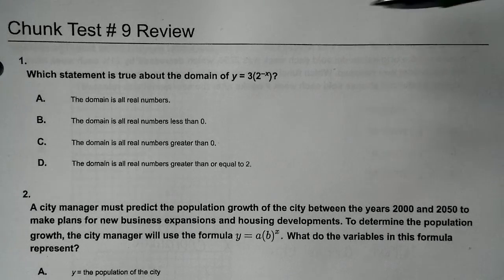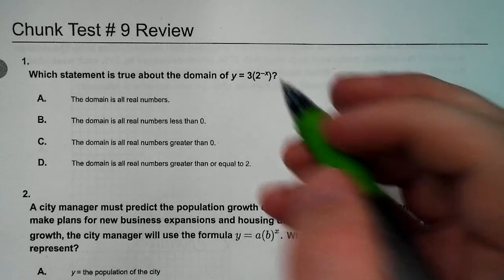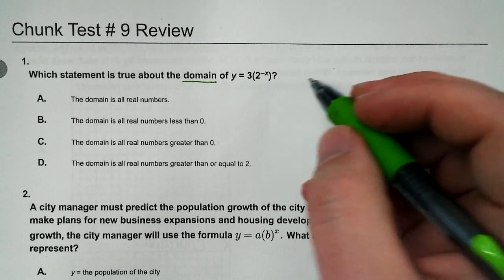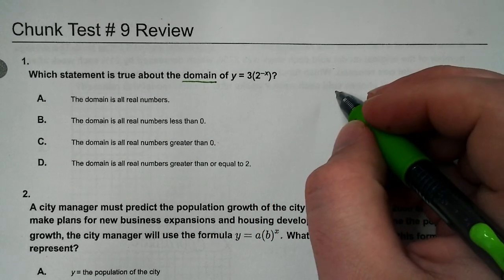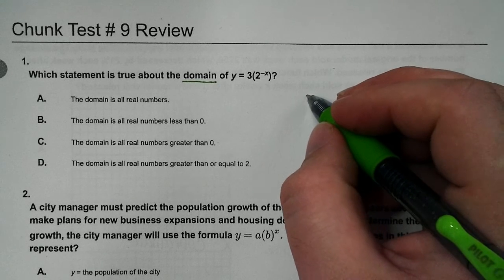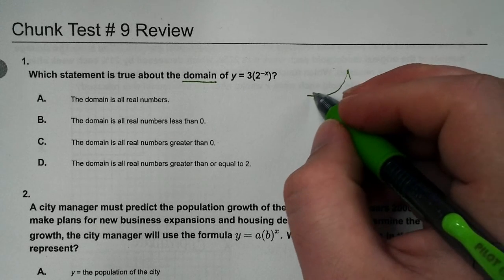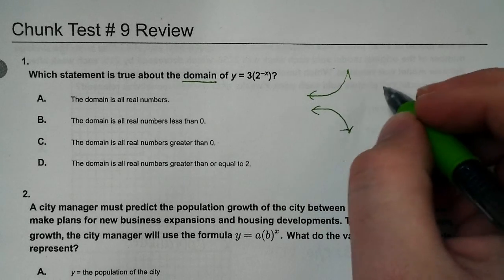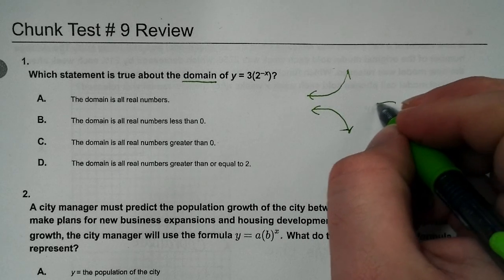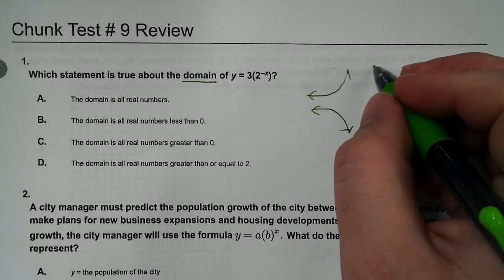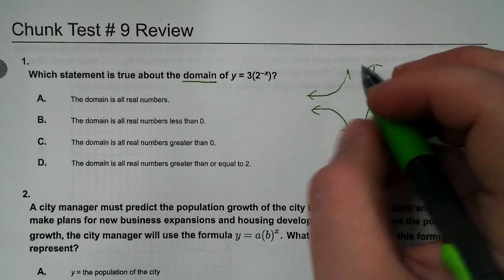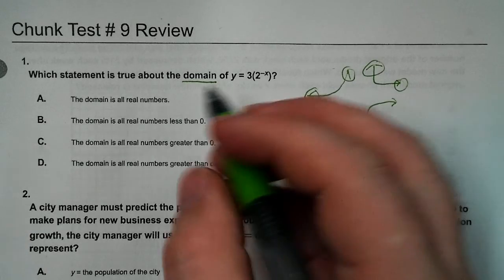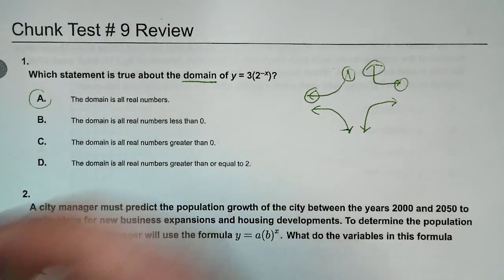All right, so number one says, which statement is true about the domain of y equals 3 times 2 to the negative x? Well, we should remember this fact. The domain of all exponentials, regardless if they look like this, or if they're upside down, or they could even be backwards, where they go down, or they start out up and then go sideways. Any exponential, it does not matter, always continues forever going to the left and forever going to the right. So the domain is always going to be all real numbers.